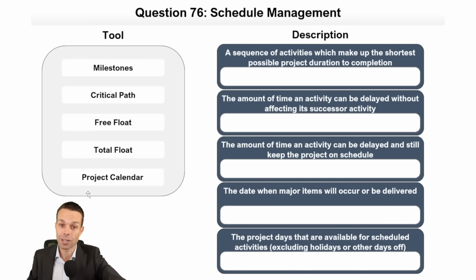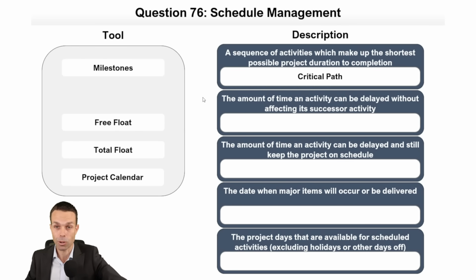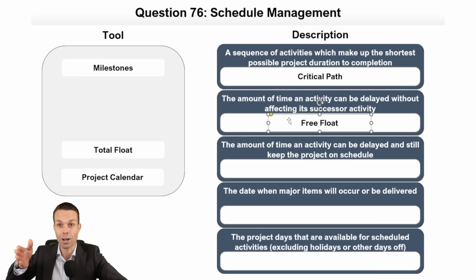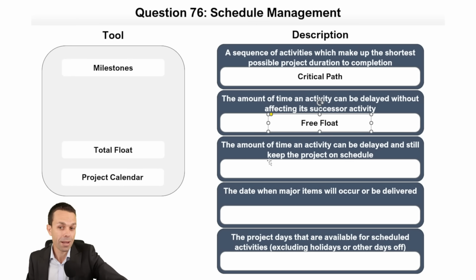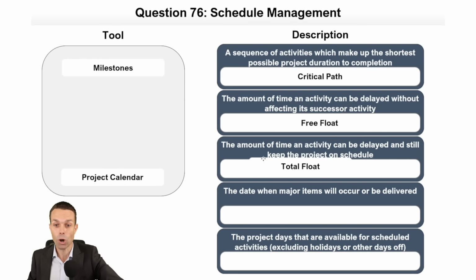Now, if we have a sequence of activities which make up the shortest possible duration for the project completion, what is that? That is our critical path. It's critical because we can't move anything, because it's the shortest duration we can possibly figure out to finish the project in. The amount of time an activity can be delayed without affecting its successor activity, that is the free float of that activity. How far can we float it if we need to? Now, the amount of time an activity can be delayed and still keep the whole project on schedule, that is our total float. So free float and total float.